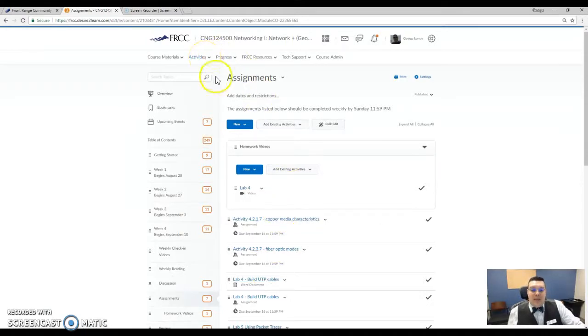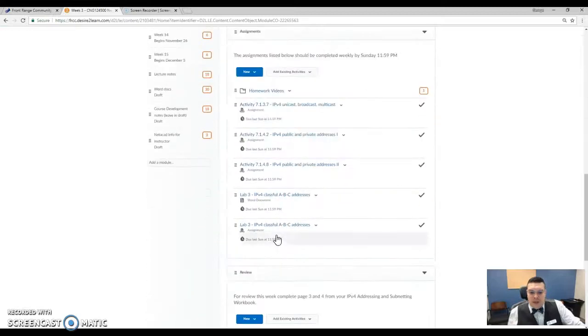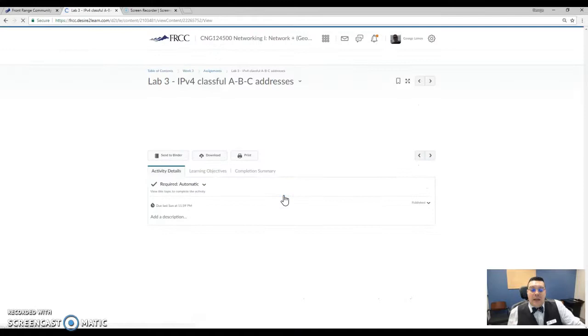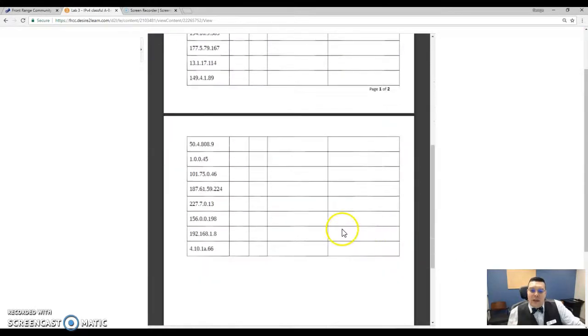In the lab assignments for last week, I just finished grading those. The biggest problem was the Class D IP. A few of you, and I give you feedback on this, identified it as Class D, but then you also put no, it's not a valid IP. But you should look back. If you're able to classify it, it is a valid IP. It's just you didn't know what the subnet mask would be.